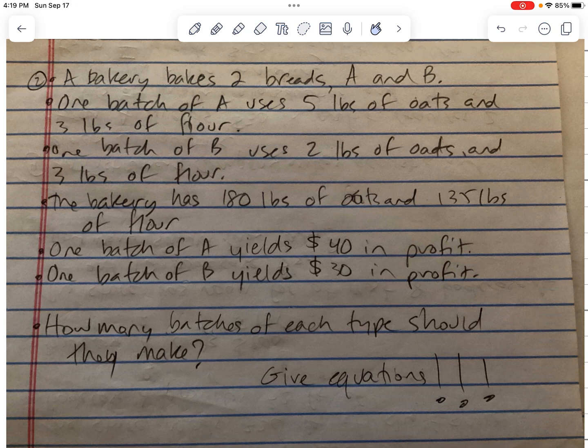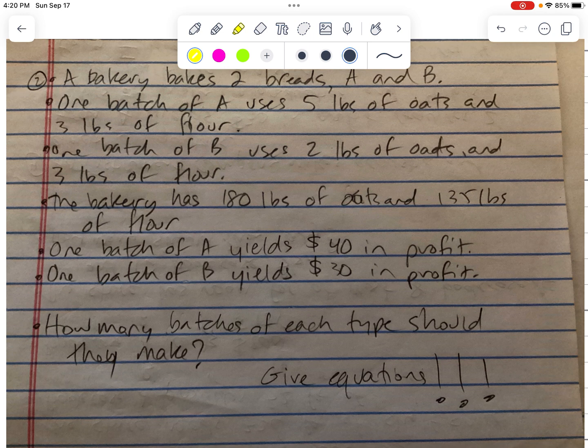So what I'm going to do is, just like we've been doing with our word problems, the first thing I always do is I try to figure out what my variables are going to be. And just like before, for that, I'm going to look for the question. And that should tell you what you're looking for. And they say how many batches of each type should they make. So we have type A and type B.